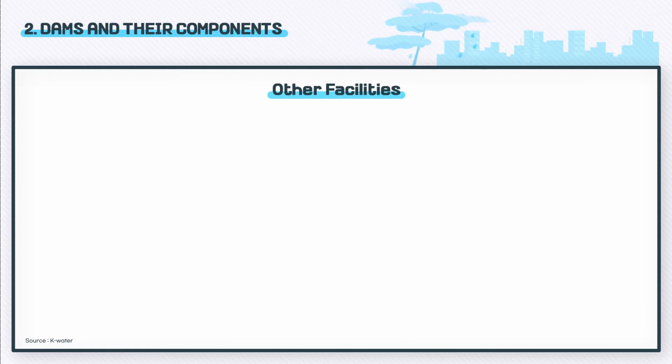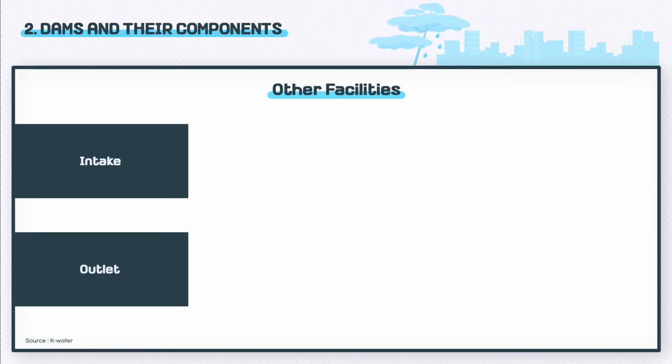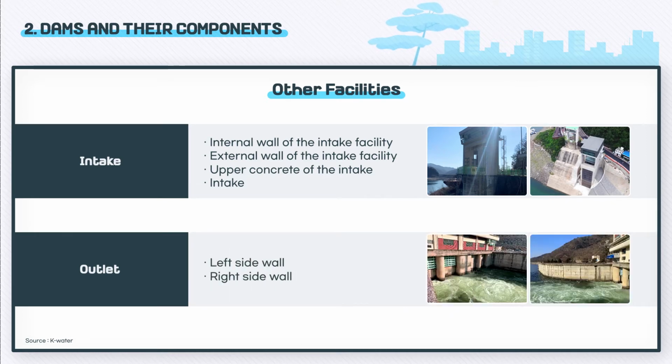Other facilities include intake facilities and outlet. First, the intake facilities are structures in which the water of reservoirs is drawn for human uses such as consumption, agriculture, and industries. The water brought into intake facilities is transported to waterworks, while the water released downstream through the outlet is generally used after use in a water power plant.